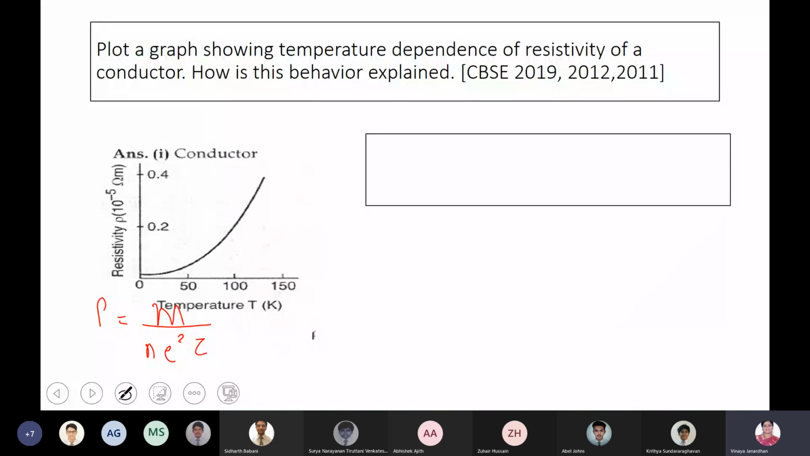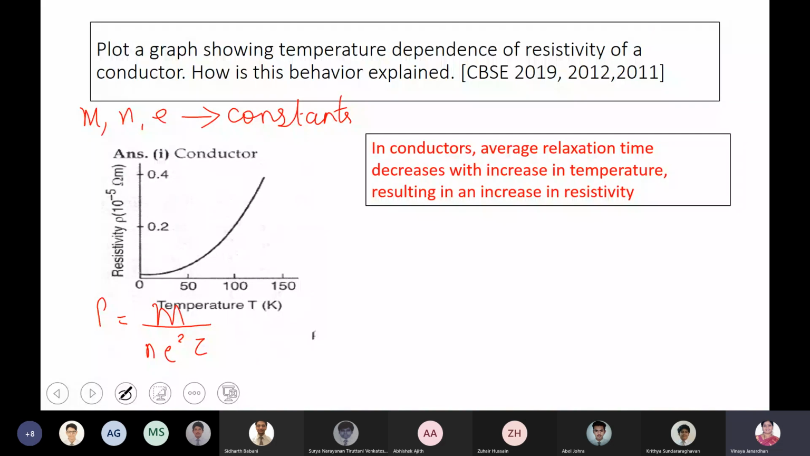So first you write the formula. Resistivity is equal to m by ne squared tau. Which ones are constant? m, n, e, all these are constants, right? So now what happens? The average relaxation time decreases. Why? Because your electrons gain speed, so the time taken to collide will decrease. That is, your relaxation time will decrease, resulting in an increase in resistivity. So this is how you have to plot the graph.